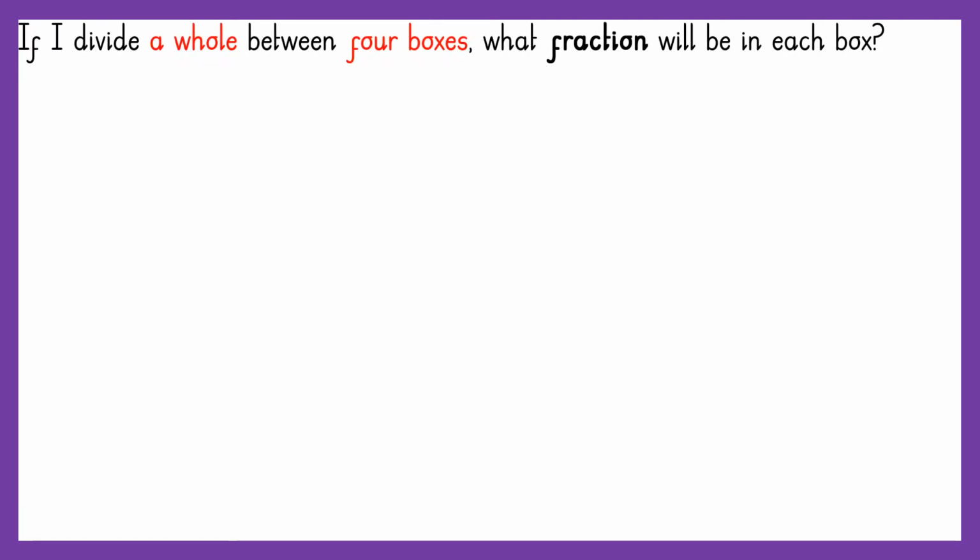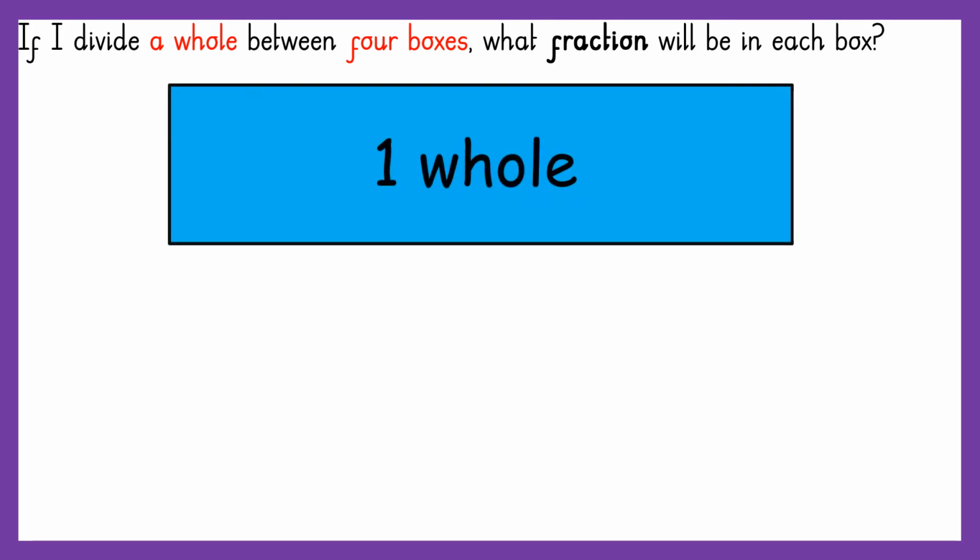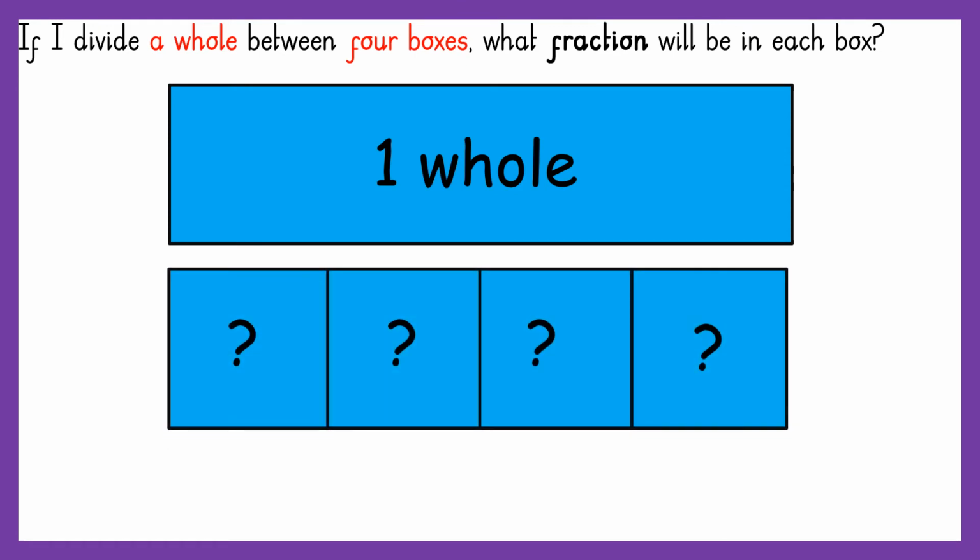If I divide a whole between 4 boxes, what fraction will be in each box? Here is a whole. If I take this whole and divide it into 4 equal parts, what is the denominator? That's the number at the bottom of the fraction. That's right, it's 4. So I have shared this shape into 4 equal parts, and each of these parts is called a quarter.